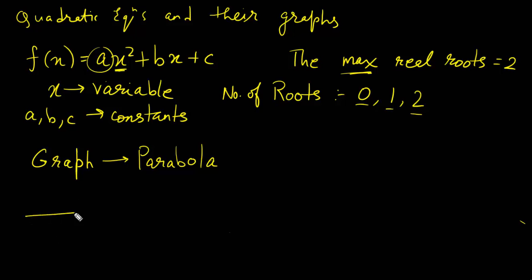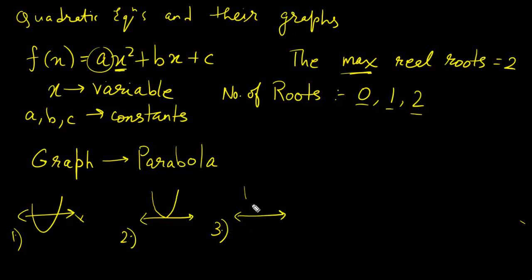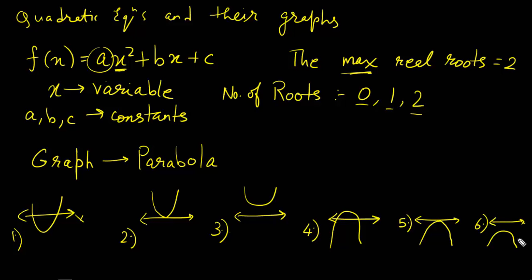These may be number 1, number 2, number 3, number 4, number 5, and number 6. Here, the horizontal lines are all the x-axis. That is, the axis will plot the values of x.